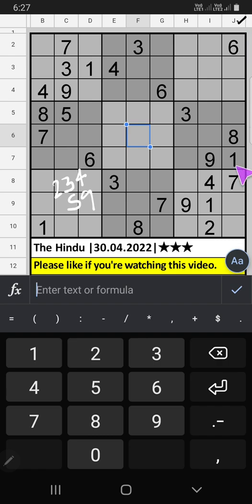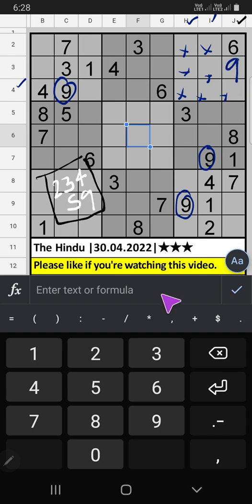Column J, 5 numbers are remaining: 2, 3, 4, 5 and 9. Column H, column I, and 4th row we have 9. So 9 can't come in these cells. 9 is confirmed here. 4th row and 9th grid we have 4. So 4 can't come in these cells. Then 4 will be here.